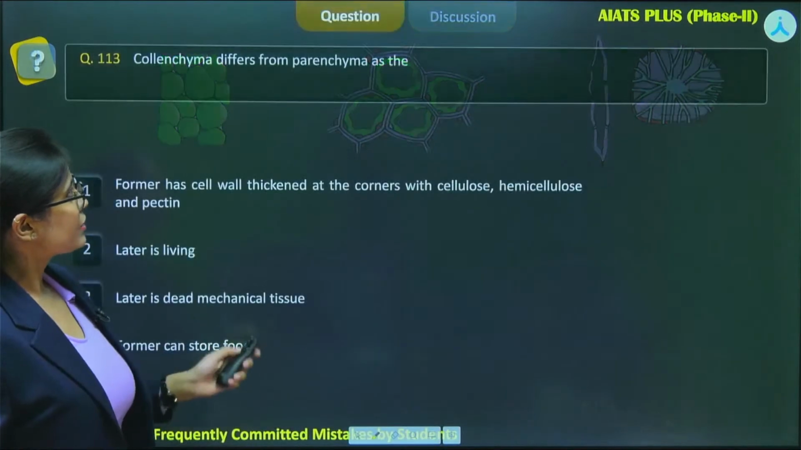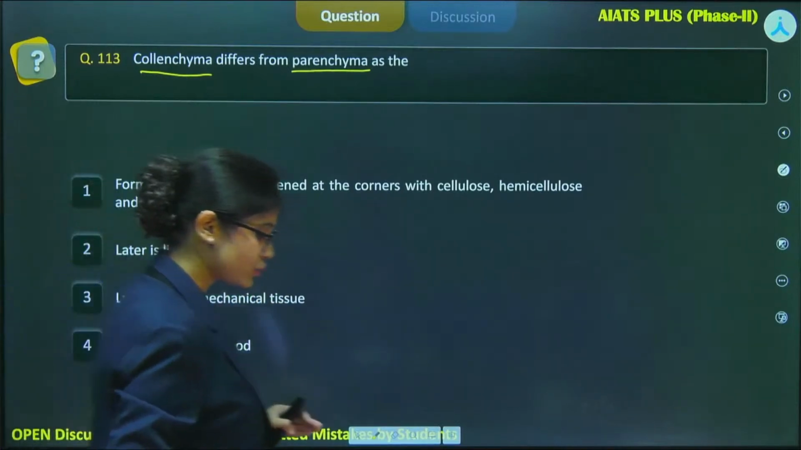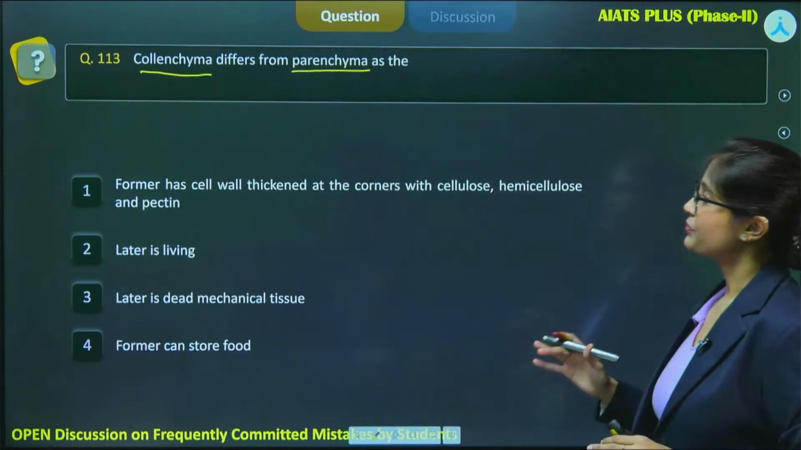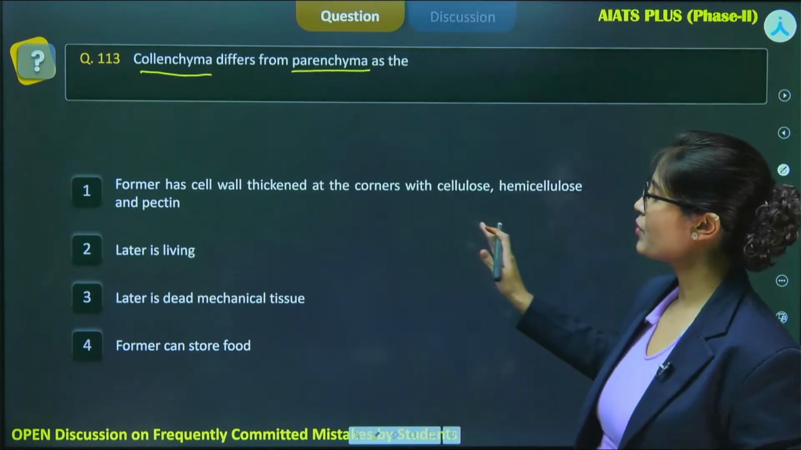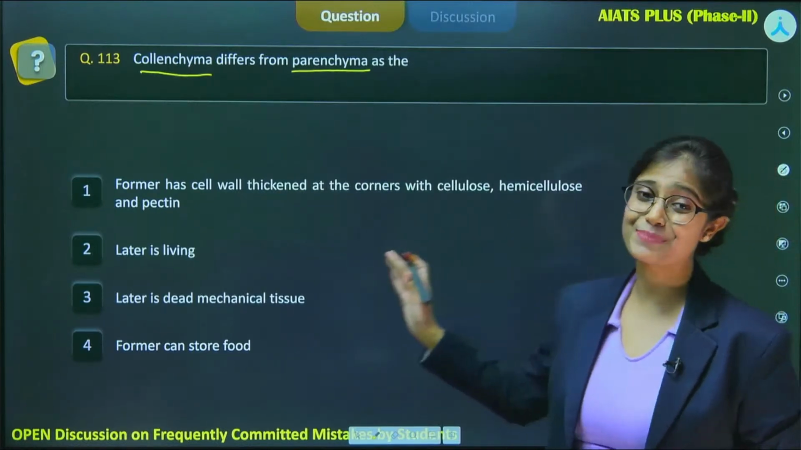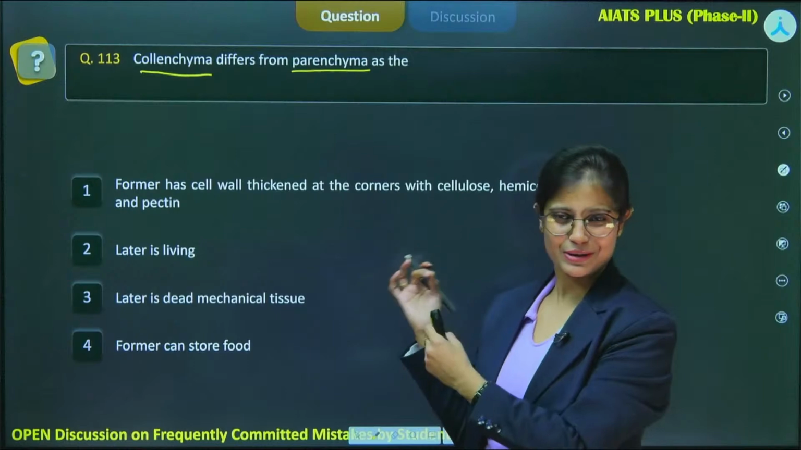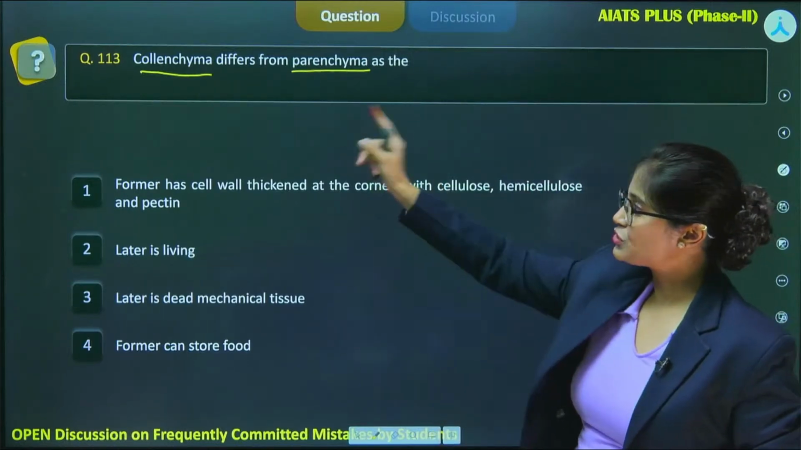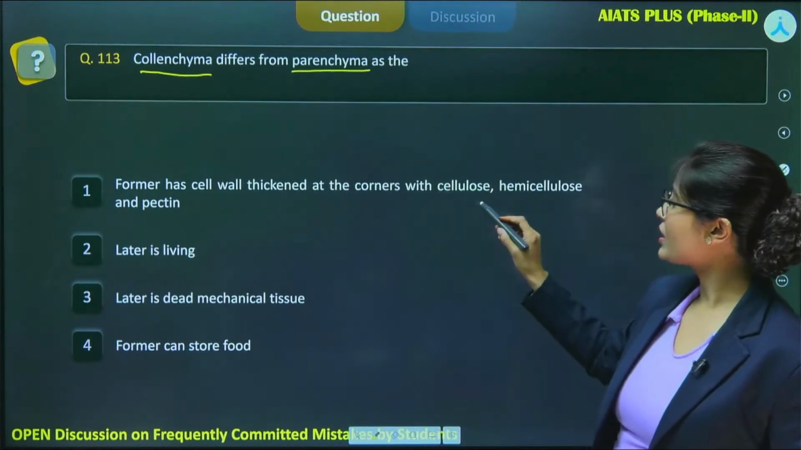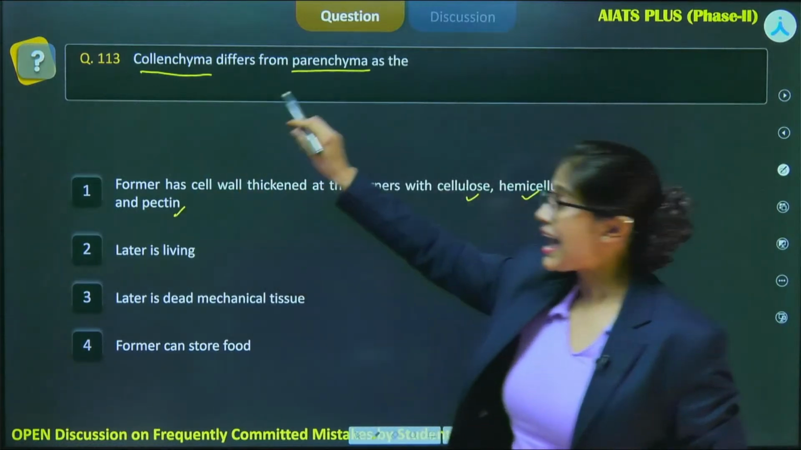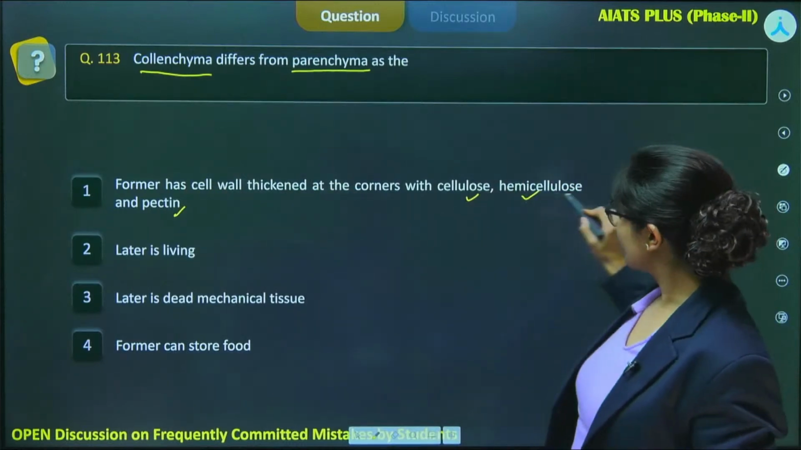Now let's get back to the question, which is actually asking the difference between these two tissues. Collenchyma differs from parenchyma as: the first option is, former has cell wall thickened at the corners with cellulose, hemicellulose and pectin. As in the session which I conducted just a minute before, I told you that the very beautiful feature of collenchymatous cells is the thickening at the corners of cellulose, hemicellulose and pectin, and yes, it is the differentiating feature between these two tissues. So actually this is the correct answer.